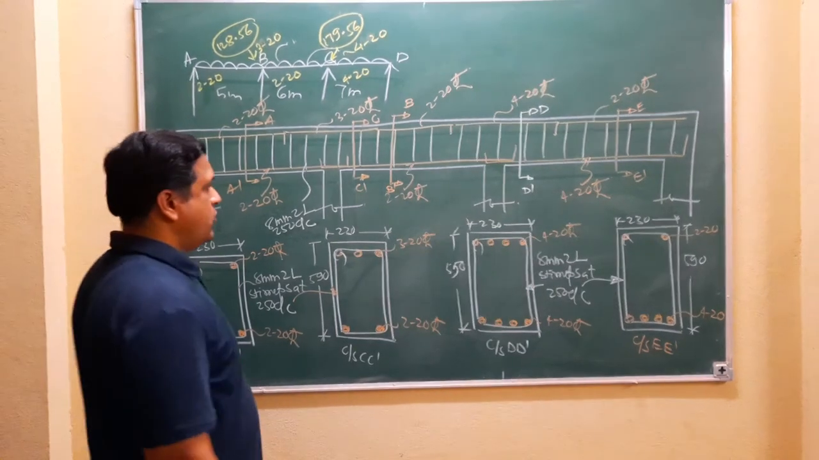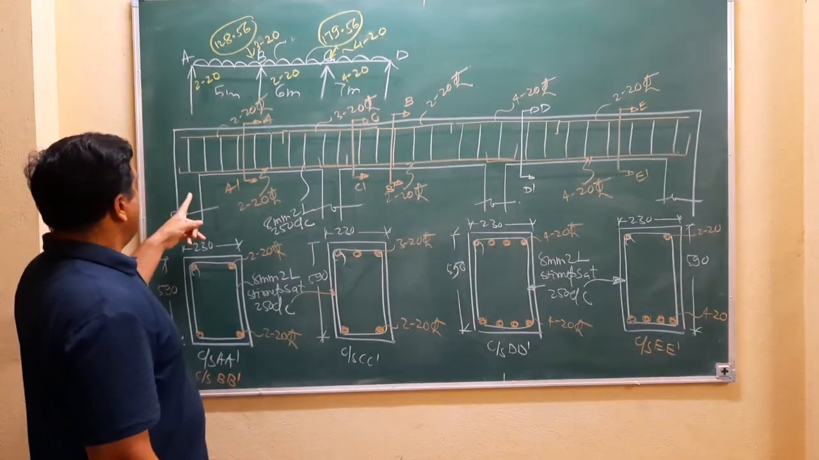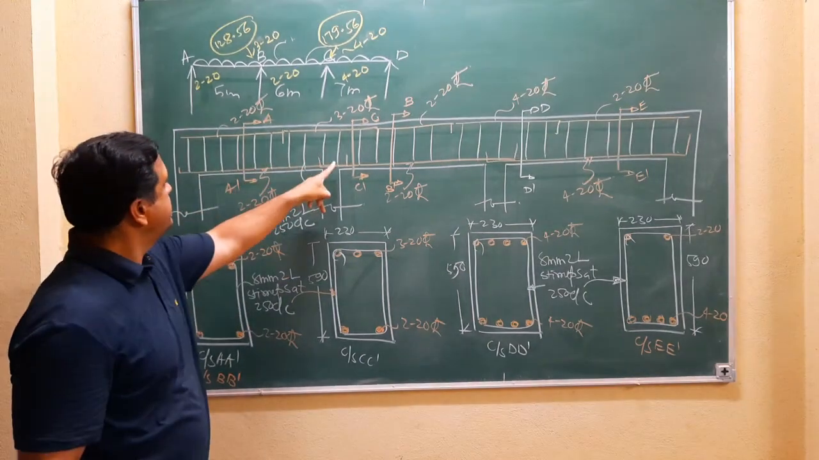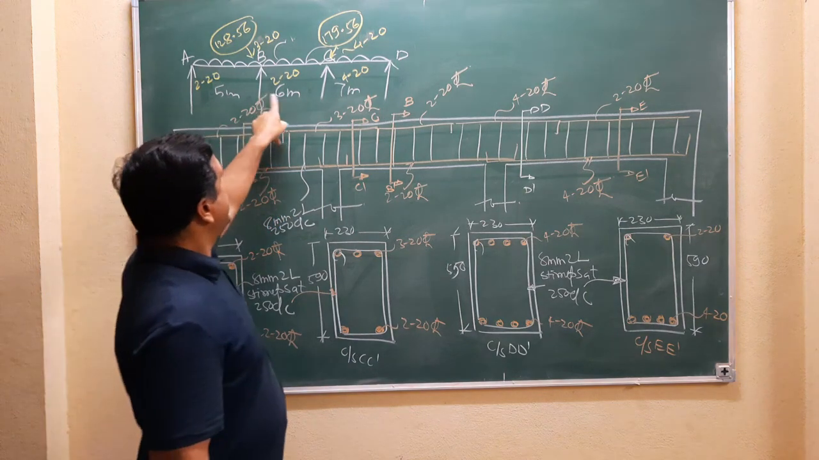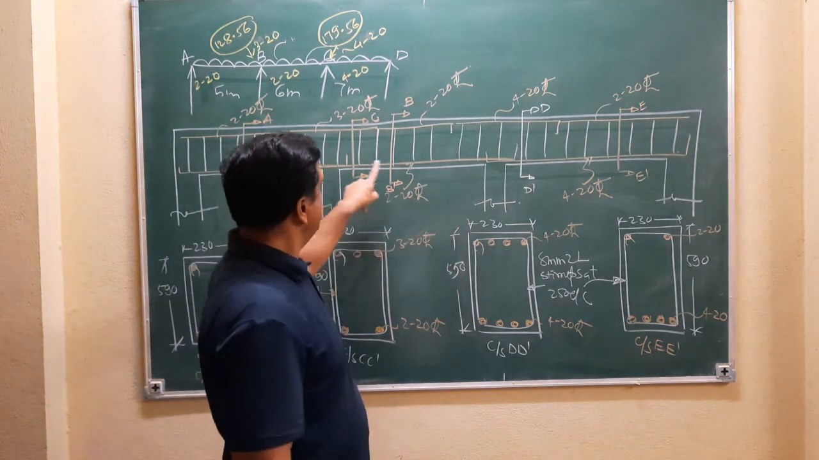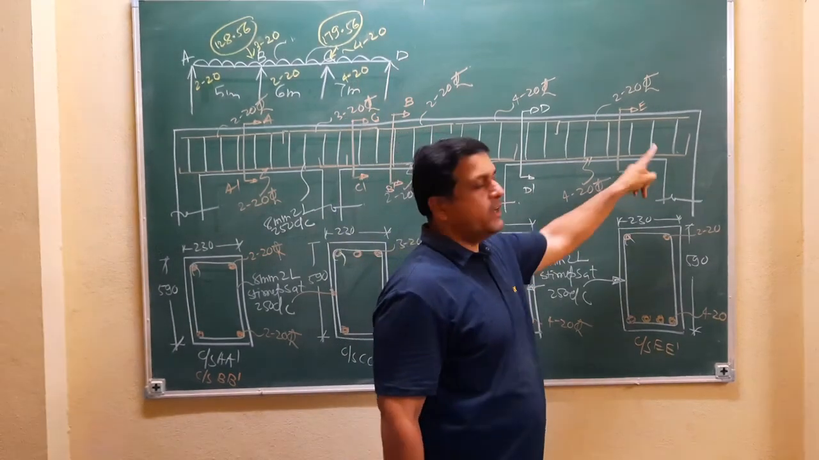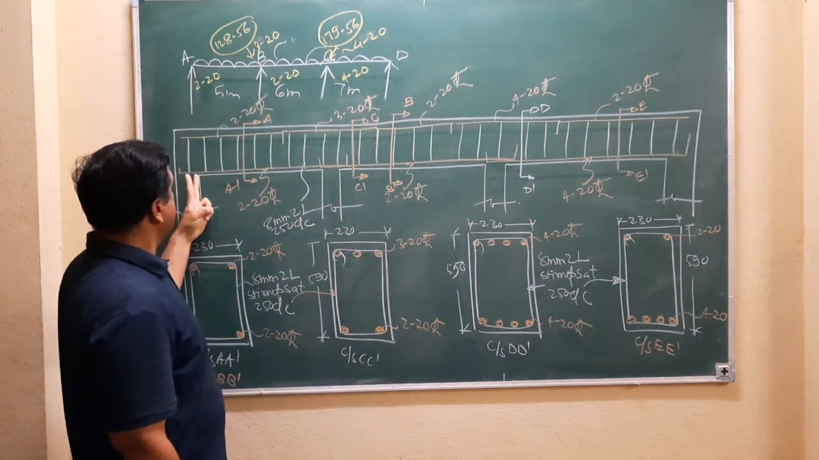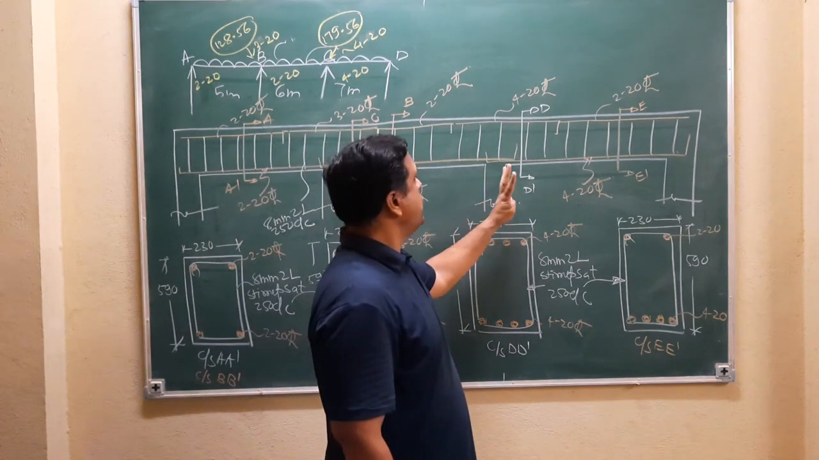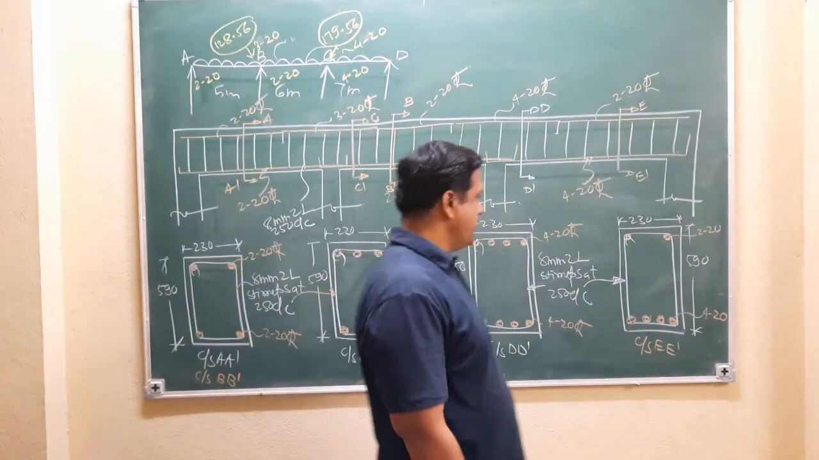Now I am going to explain the cross section details of this problem. Okay. So for span AB, the bottom reinforcement is 2 bars of 20 mm diameter. You have to show like this. For span BC, the bottom reinforcement is 2 bars of 20 mm diameter. And for span CD, the bottom reinforcement is 4 bars of 20 mm diameter. That means 2 bars are running for span AB, 2 bars are for span BC, and 4 bars are for span CD. Like this, the bottom reinforcement is provided.